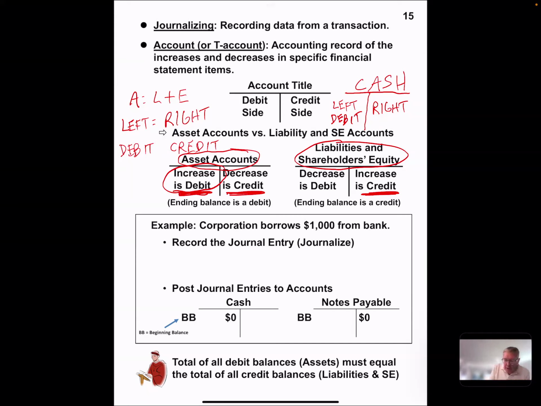So that's why, again, we come down here. To increase an asset, we debit it. And if you can remember that, the rest flows naturally. If you increase an asset, we're debiting it. We do the opposite to decrease it. We credit it. And then for liabilities and equity, we do the exact opposite because they're on the other side of the accounting equation.